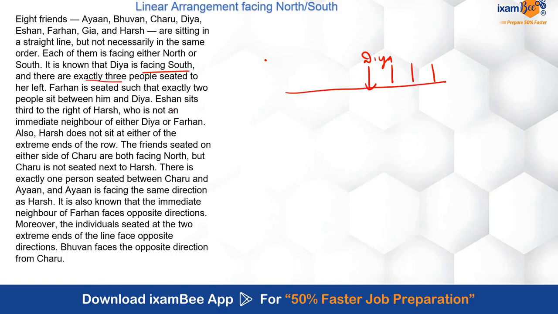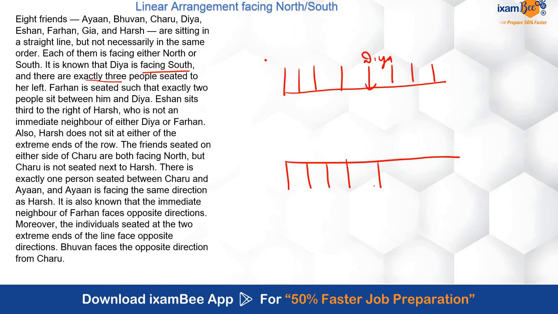Now, next line. Farhan is seated such that exactly 2 people sit between him and Dia. So here is the point. When Dia is here, the 2 persons could be on the left side or the right side. Because it is written there are exactly 3 persons to the left of Dia, the remaining 4 would be here. So let's make another case.